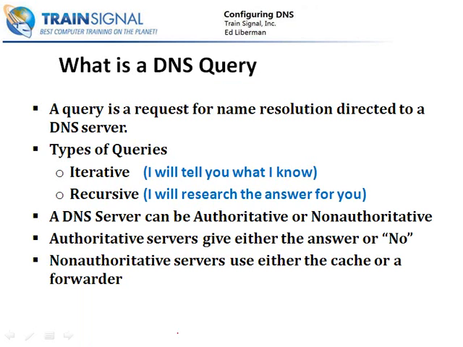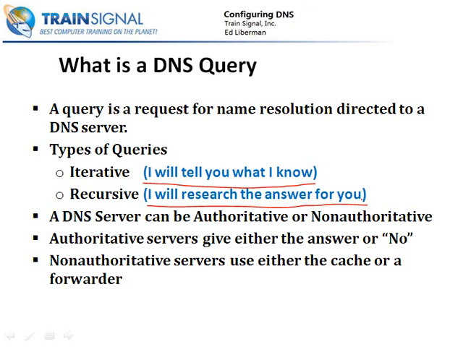So what is a DNS query? Well, a query is a request for name resolution directed to a DNS server from a DNS client. Now there are two types of queries. They're called iterative and recursive. Now the simple definition I put here is an iterative query is where a DNS server says, I'll tell you what I know, but that's it, even if what I know is a reference point to another DNS server. Whereas a recursive query is a DNS server saying, I will research the answer and get a complete answer for you, or a definitive no, there is no such answer. I will show both of these to you in just a few moments.